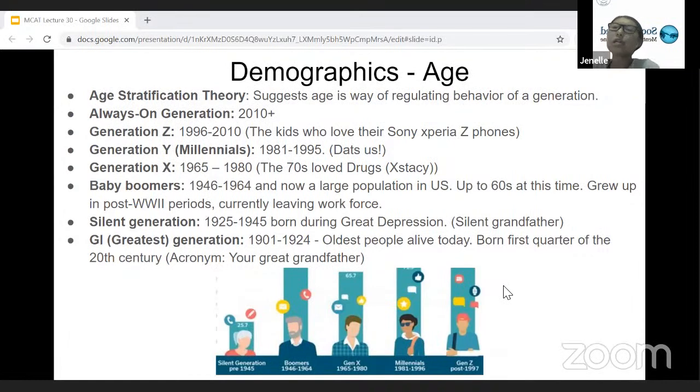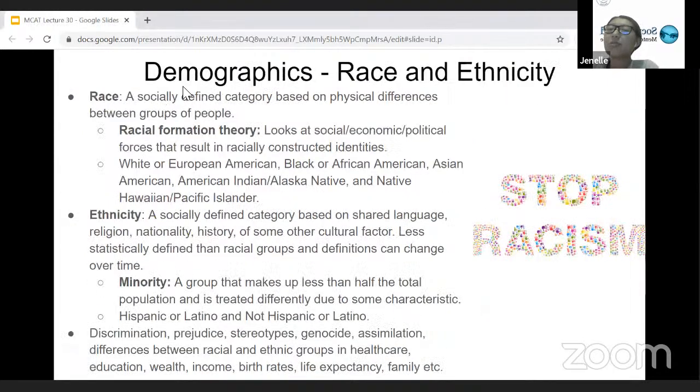But in terms of the MCAT, sometimes they might have a discrete question that just asks what generation these types of individuals would be. I would say that is usually rare, but just something to keep in mind for age. And then the other common stratification method is through race and ethnicity.